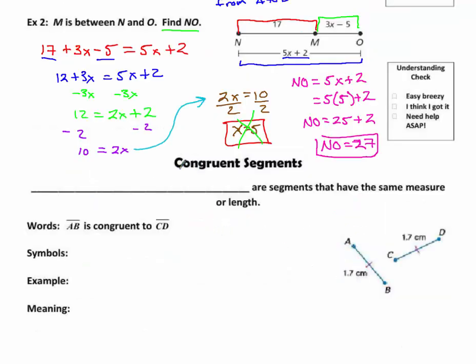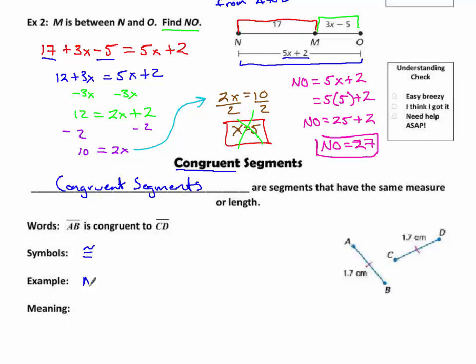Moving on, we come to something called congruent segments. Now, you've probably heard the word congruent before, and you've heard that it means same size, same shape. If you have two segments like these over here, AB and CD, these are congruent segments. So congruent segments are segments that have the same measure or length. The way you would say it is segment AB is congruent to segment CD. The symbol that you use for congruent is this symbol. It's an equal sign with a little squiggly line on top.